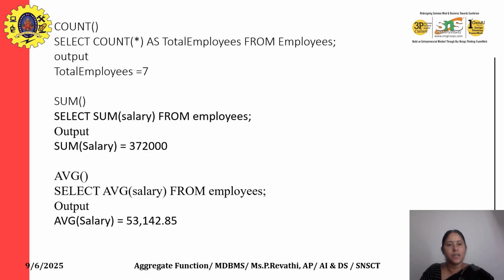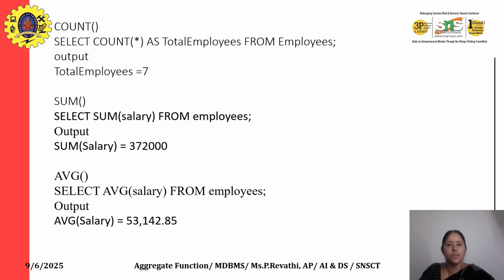The count function is an aggregate function that returns the total number of rows in a table or the number of non-null values in a column. Select count star as total employees from employees. Here, the count star means we are counting all rows in the employees table. The result is given the alias total employees, which makes the output easier to read. When we run this query on our employees table, the output is total employees equal to 7. This means we currently have 7 employees.